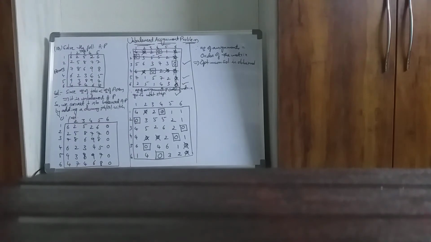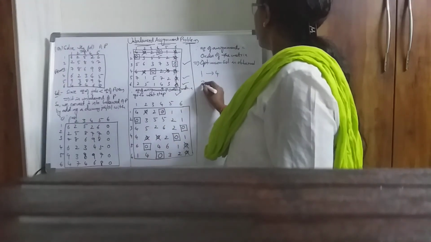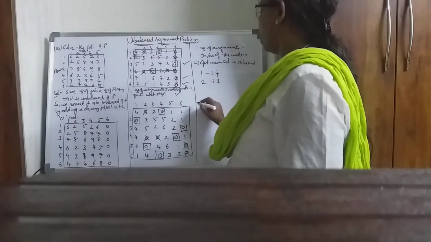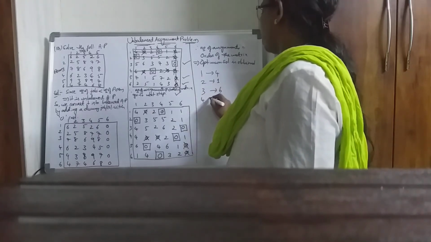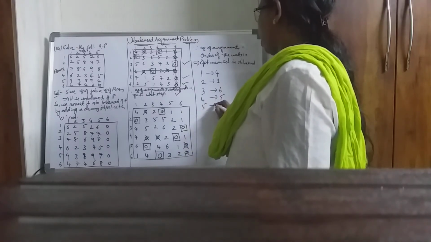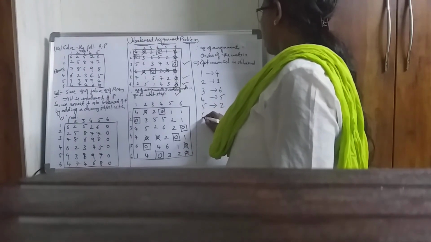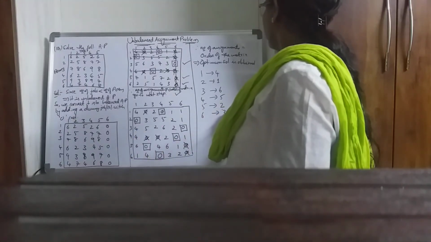First job, first person will be performing which job? Fourth job. So what is the assignment here? First person will perform fourth job. Second person will perform first job. Third person will perform sixth job. Fourth person will perform fifth job. Fifth person will perform second job. And sixth person will perform third job.